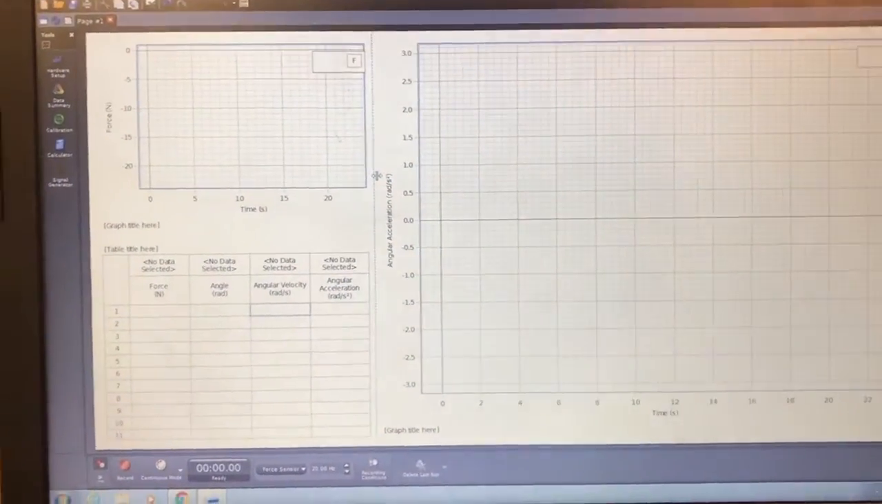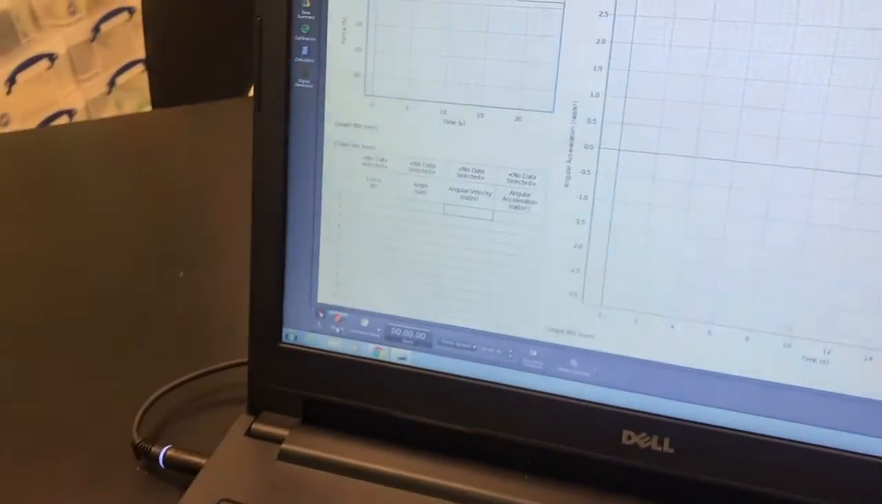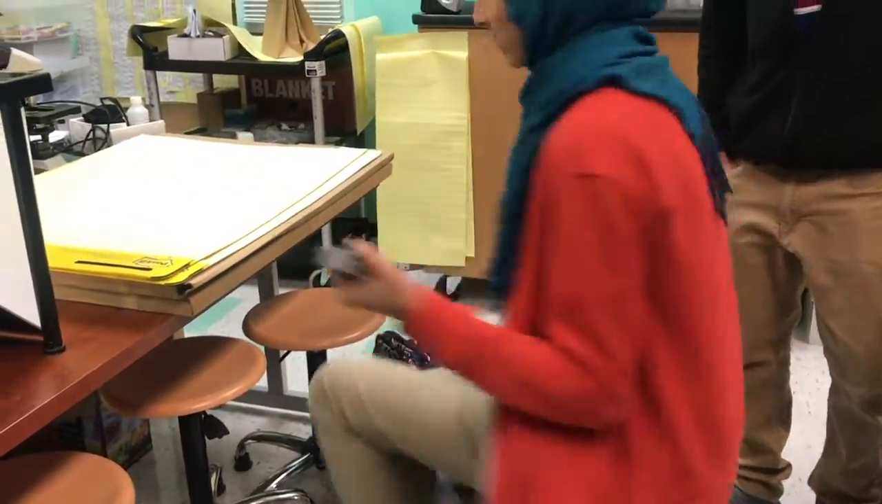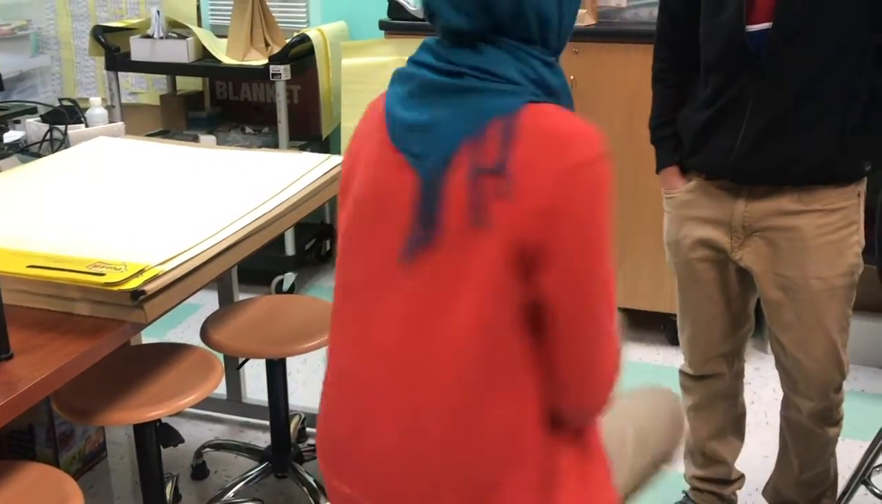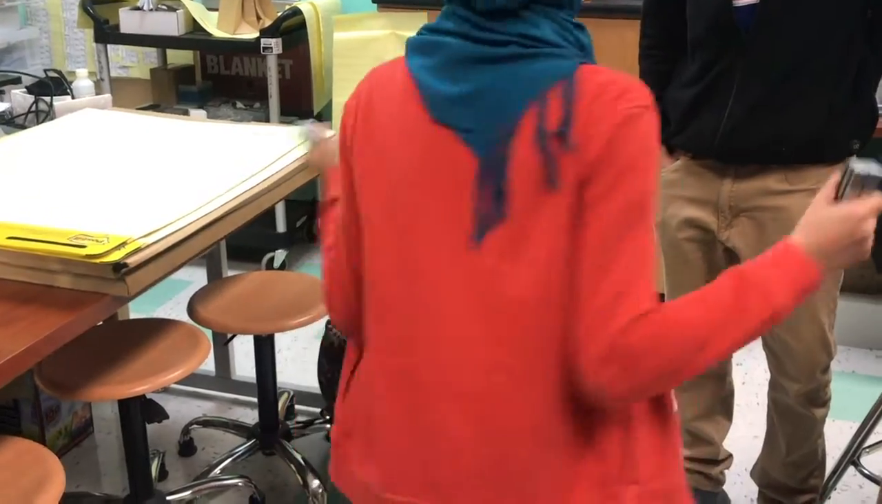We will now begin the experiment. We are recording our data using Capstone. And this machine, which is the Pascal Universal 850 interface, will now rotate the rotating chair, and I will begin the data recording. As you can see, the student is moving the masses in and out and bringing them to the center.